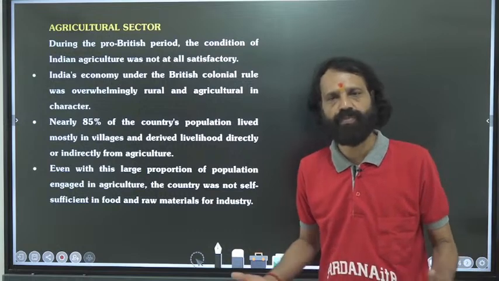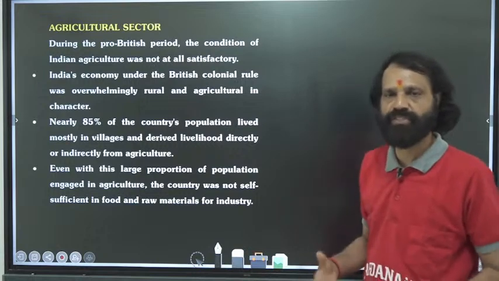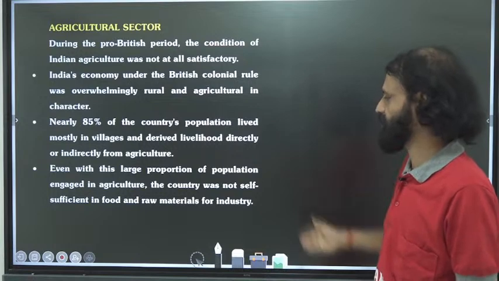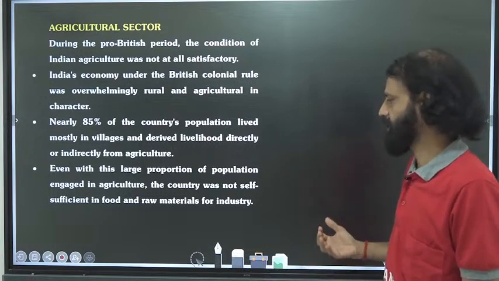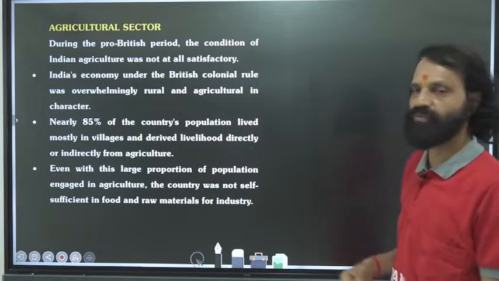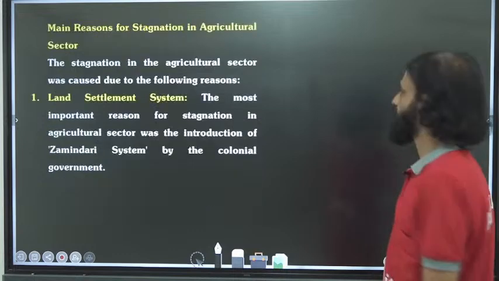During the time of British rule, the Bengal famine is very famous actually. At that time many people experienced poverty, and famine was there because sufficient food production was not there. That you need to understand in this chapter.